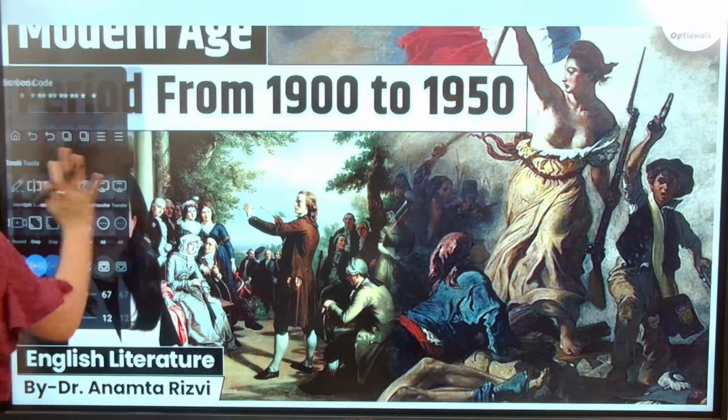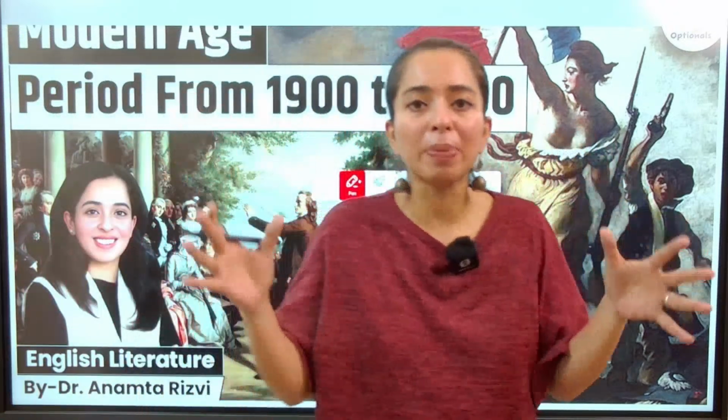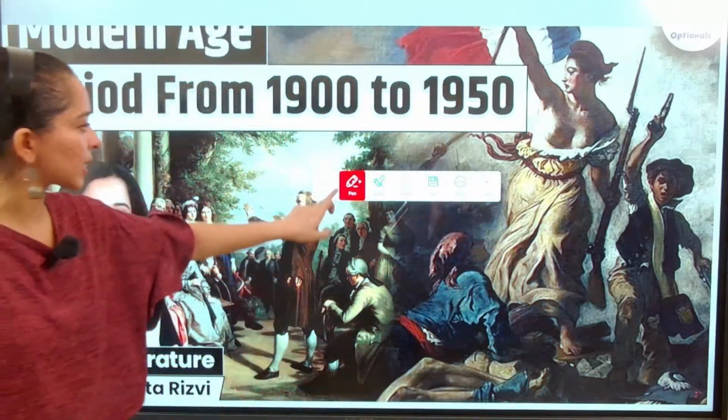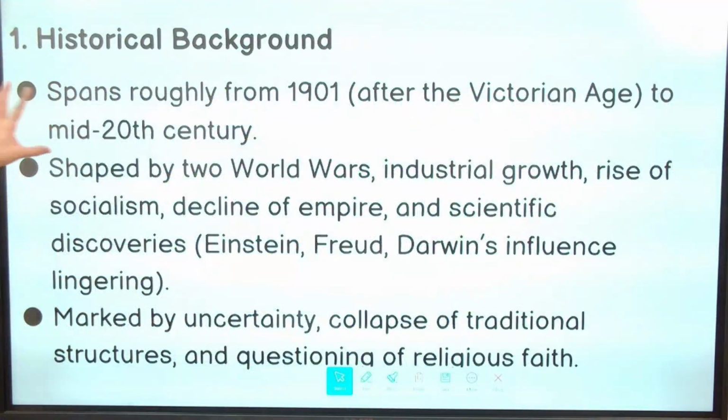Okay, so guys, today this is 1900 to 1950. This is the typical period that we consider as the modern age, and then of course आता है postmodern, which we will also be talking about in our next class. Okay, so moving ahead with our first topic, the historical background.